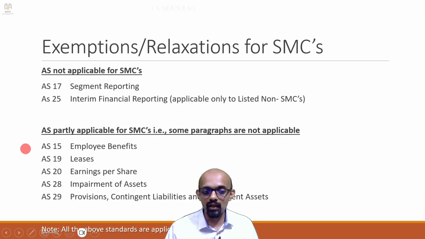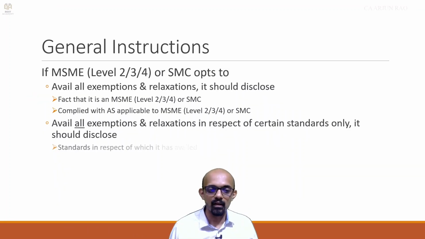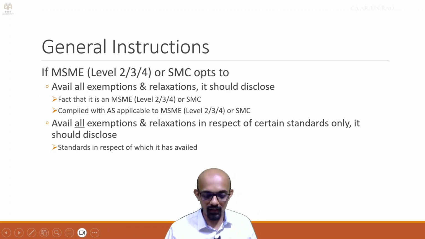Many exemptions are available within these standards. Suppose an SMC chooses to follow AS 17, but takes advantage of the exemption for AS 25. So standard wise it is choosing: one standard not applicable but it follows, another standard not applicable doesn't follow, takes advantage of the exemption. Then it should disclose the standards in respect of which it has availed the exemption.